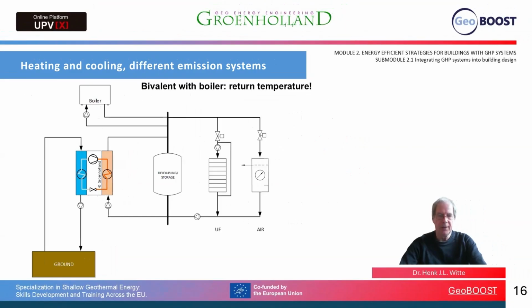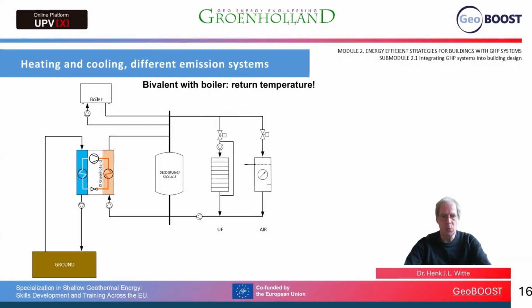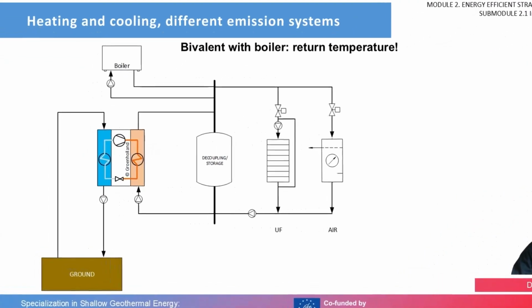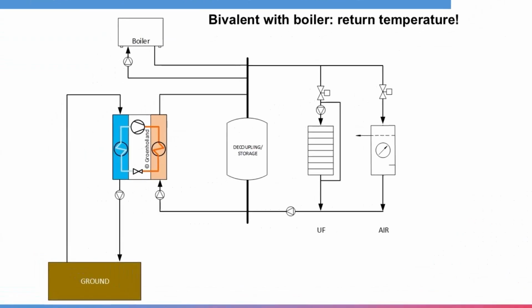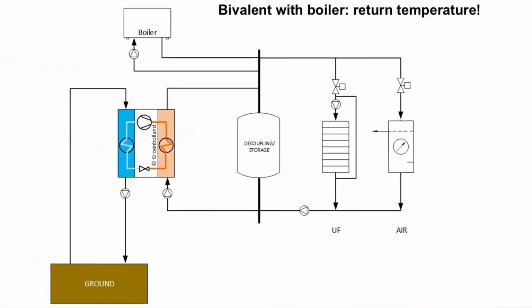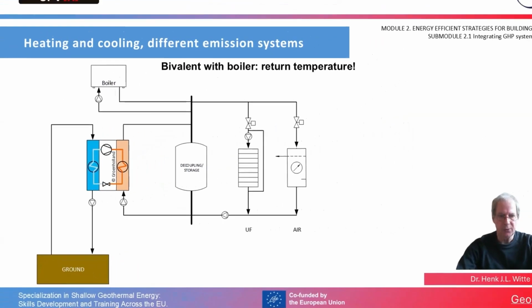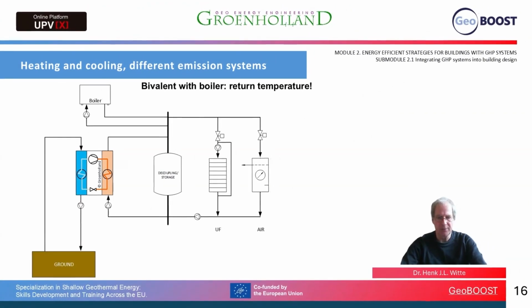A further example is a bivalent, a hybridized system where we have a boiler in the loop. In this case, the heat pump functions as a preheating for the boiler that can then inject more heat into the system for the underfloor heating system or the air handling unit or the fan coil unit. Here, again, it is important to make sure that the return temperature from the system is low enough to allow the heat pump to function.